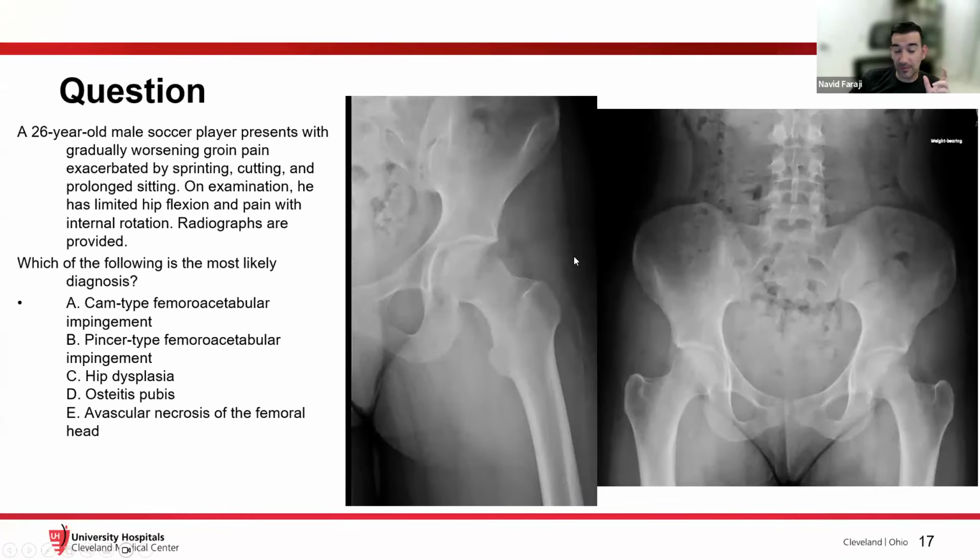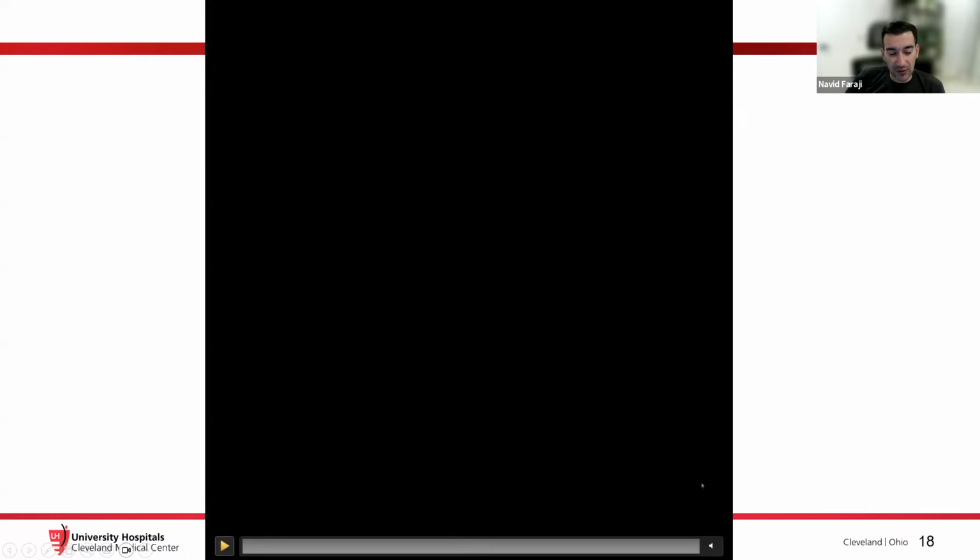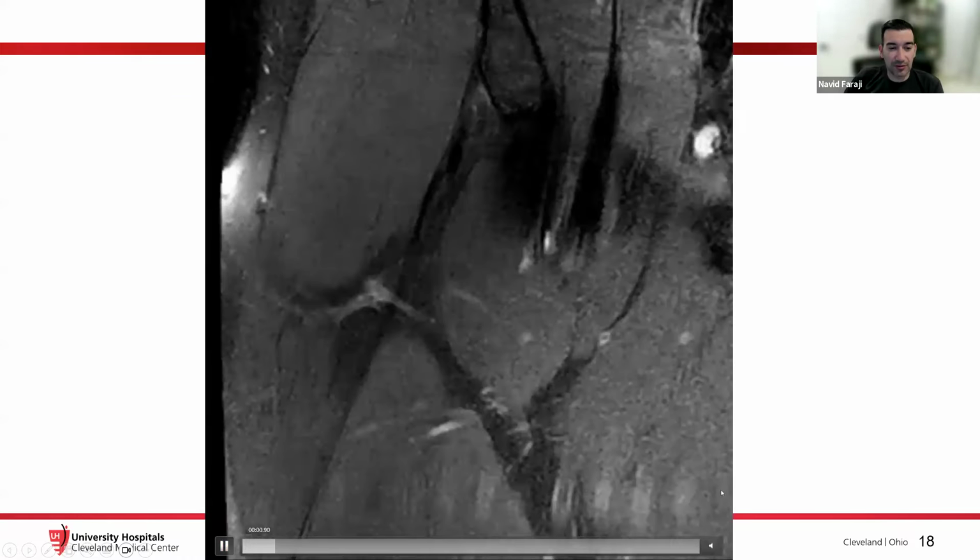So this patient, and most patients, do have a mixed type femoroacetabular impingement. Here's a cam, and then we saw the pincer type with the superior acetabular retroversion there. So let's talk about the other protocol.